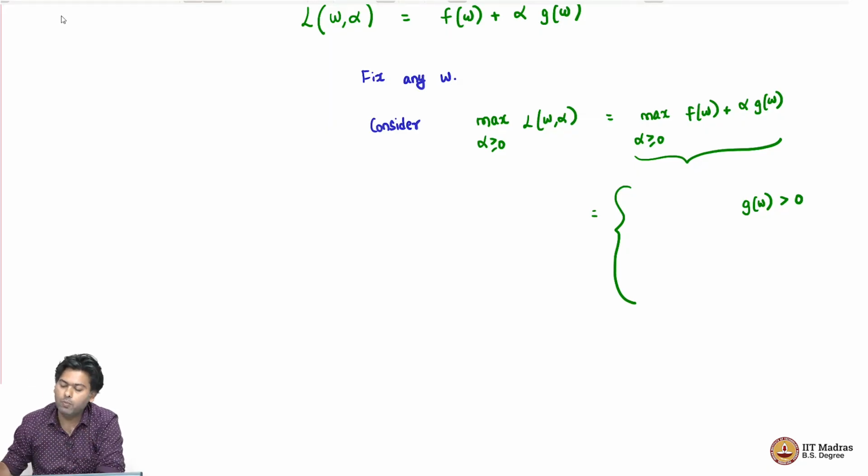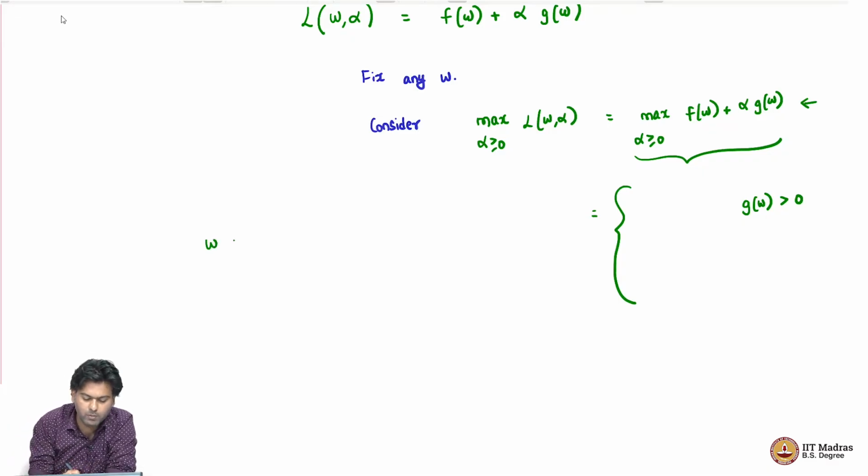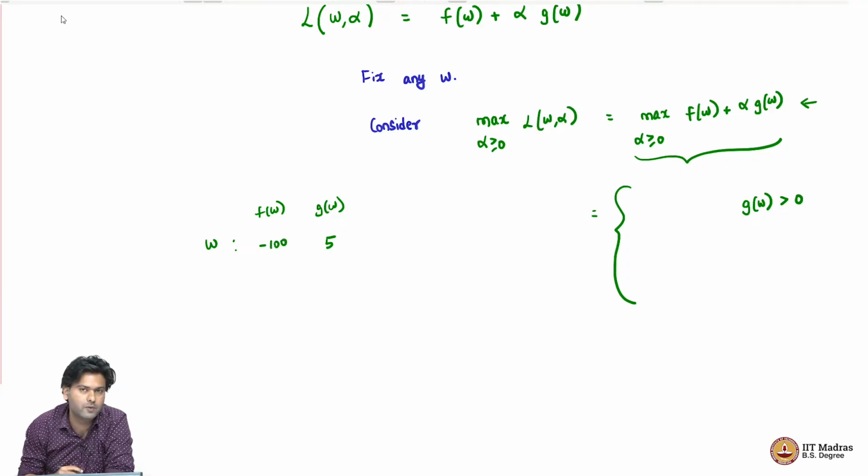Now, how big can you make this function now? Let's say I give you a w for which f of w and g of w, you realize f of w is maybe minus 100 and g of w is 5, for example, right? So for the w that I gave you, maybe the w is 1, 2, 3, 4. D is 4-dimensional. This is the w that I give you.